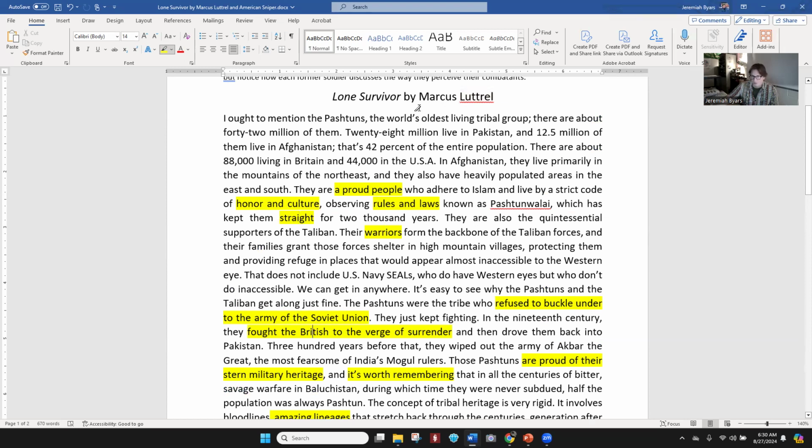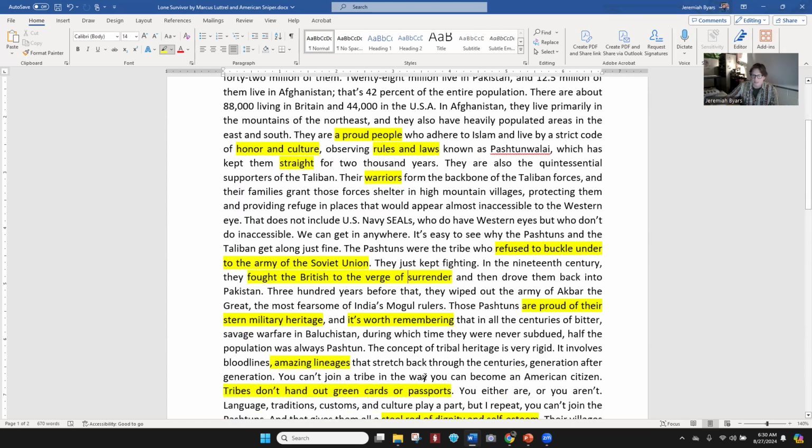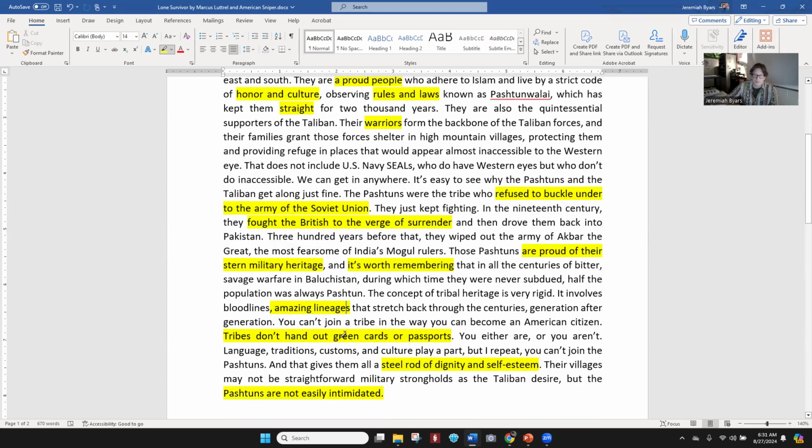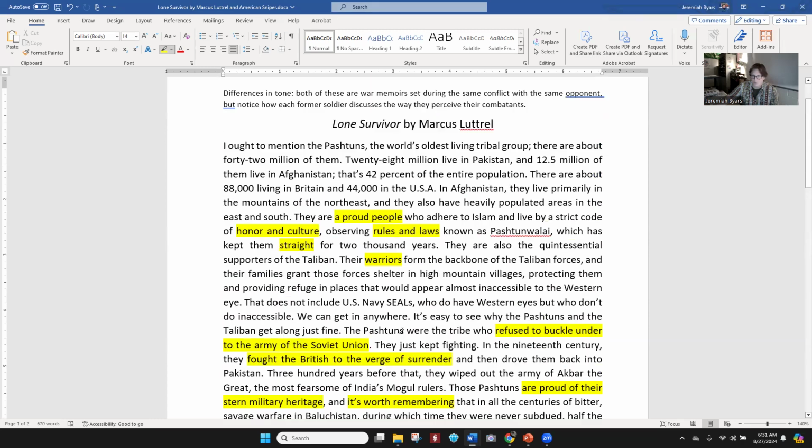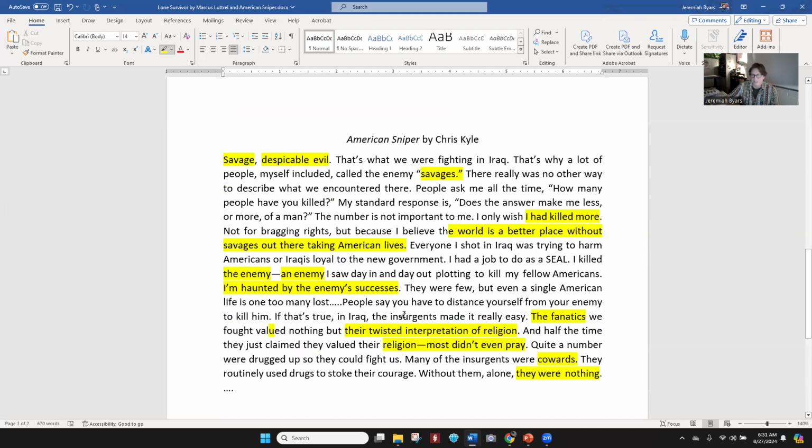So I interpret Marcus Luttrell as being respectful to his enemy and finding a lot of ways in which he relates to his enemy, yet still having to do the job that he was told to do. And he seems to be non-emotional about it. While Chris Kyle seems very emotional about the people that he's fighting, he has a very negative outlook on them, to the point where, to me, it seems like he does that in order to make it easier on himself to kill them. Isn't that interesting?